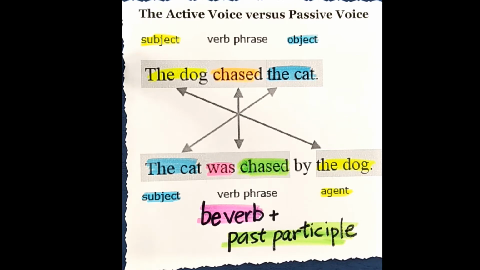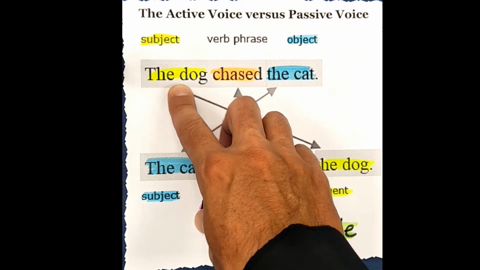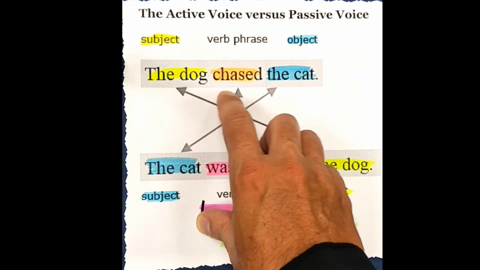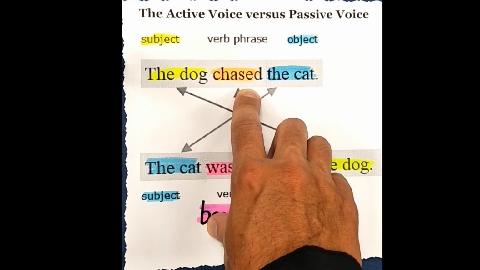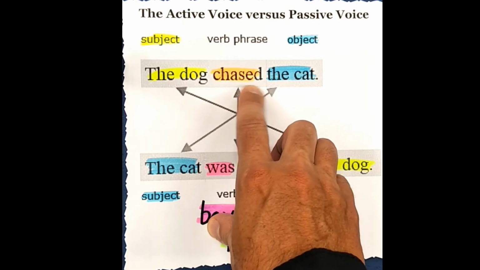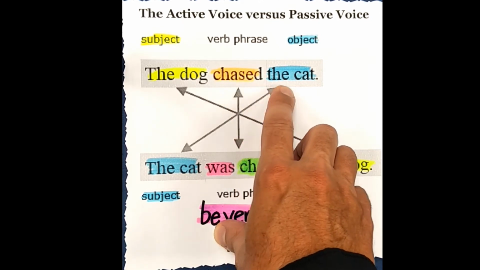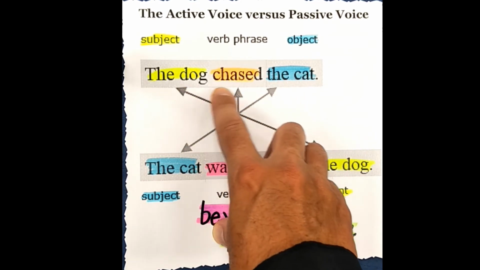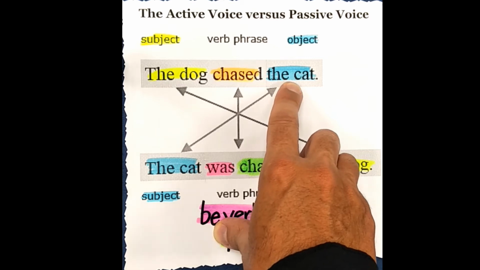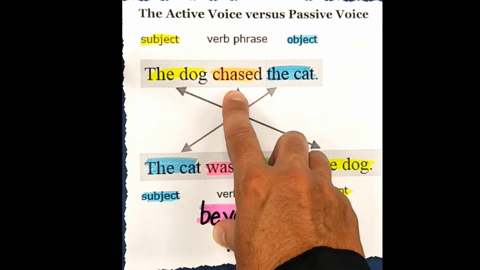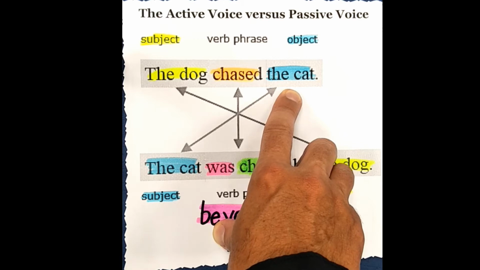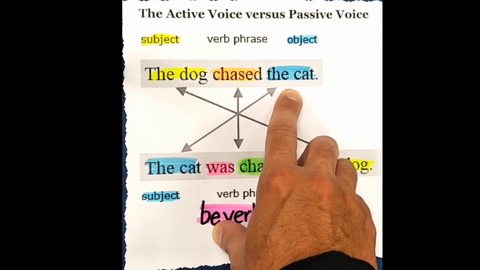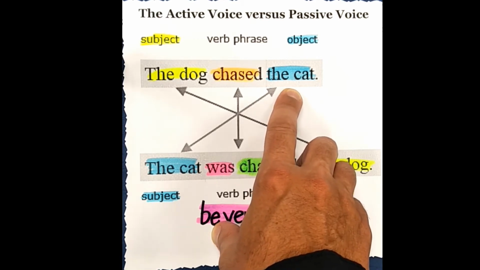Well, let's look at the first sentence. The dog chased the cat. The subject is the dog. The verb is chased. That's the simple past. Chased. The object is the cat. So we have subject, verb, object. The dog chased the cat. Now I want to change this into a passive voice sentence.